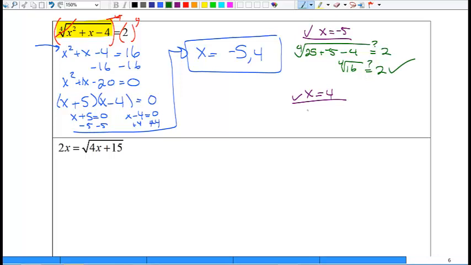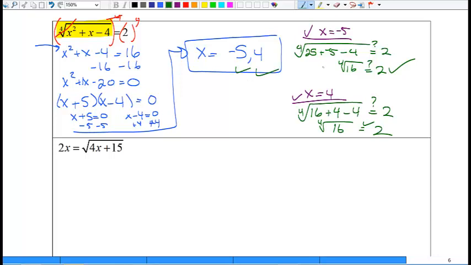So let's check 4. The fourth root of 4 squared, well, that's just 16, isn't it? Plus 4 minus 4 is supposedly equal to 2. So it's the fourth root of 16 plus 4 is 20, minus 4 is 16. Well, guess what? That is equal to 2. The fourth root of positive 16 is positive 2. Both of these work out.